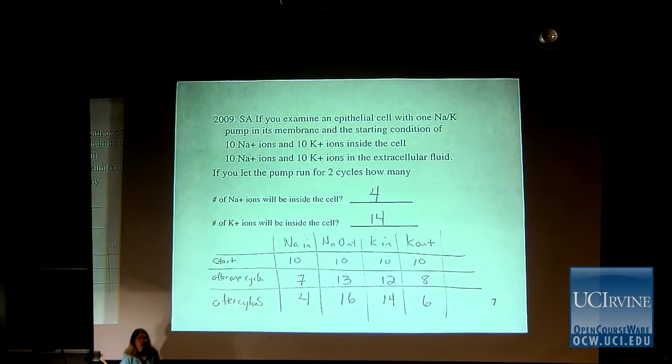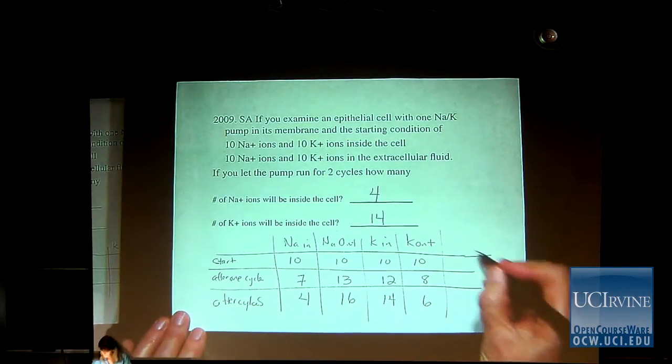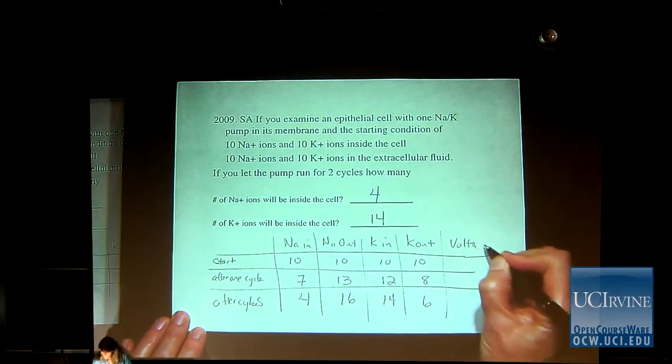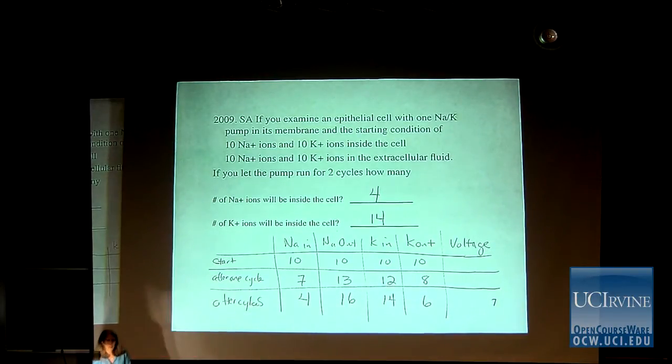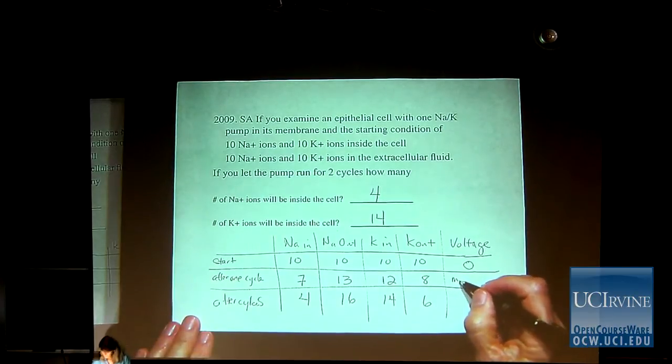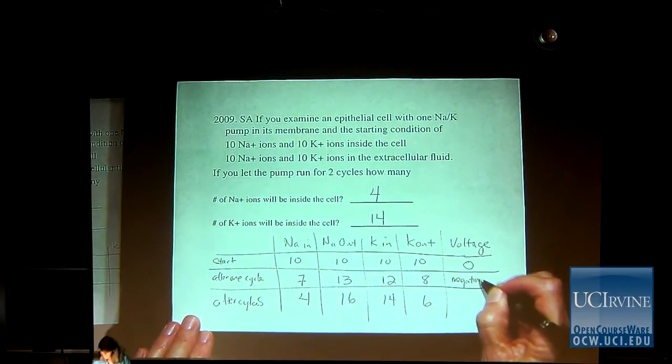What other property could I ask about that is generated by the sodium potassium pump? Voltage, right? What is the voltage across the membrane when we're in our starting conditions? 0, right? There's no difference between in and out. After one cycle, is the inside more negative or more positive than the outside? More negative. And you can even calculate how much more negative, right?